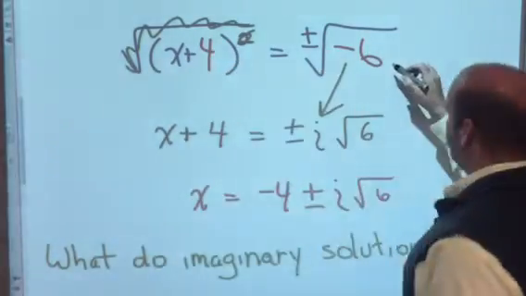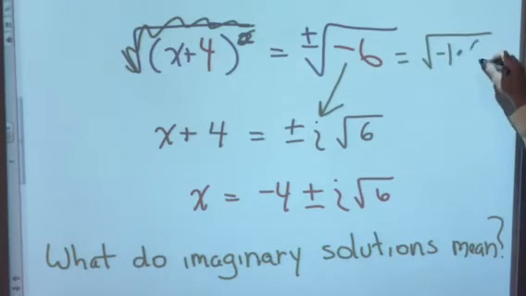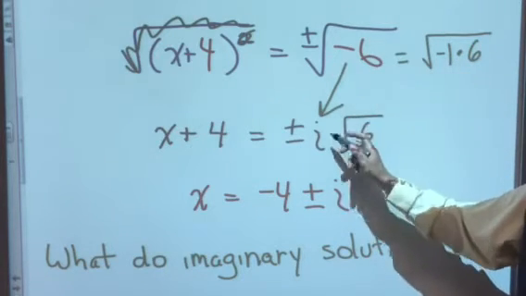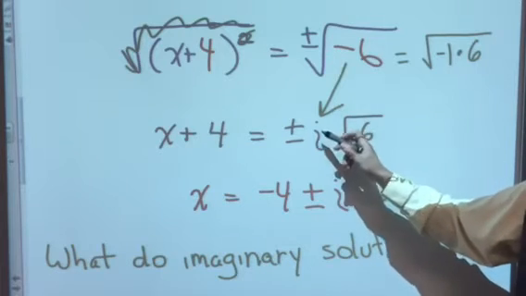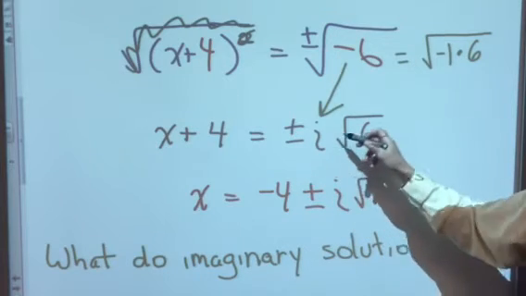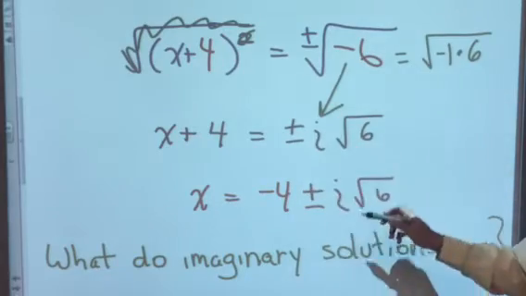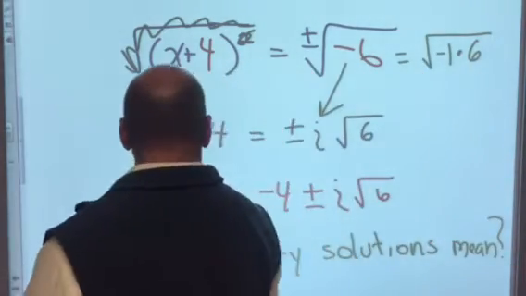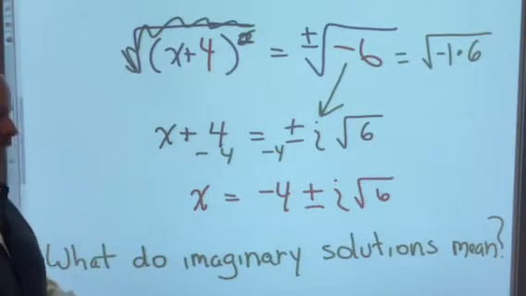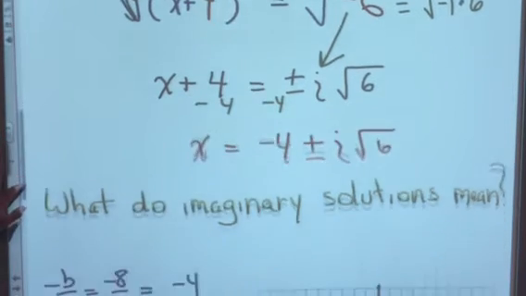When you take this apart, this is the square root of negative 1 times 6. Those are being multiplied. So when you take them apart, the i, or whatever you pull out, never goes in front of the positive or negative, because that would make it addition or subtraction instead of multiplication. Then you subtract 4 from both sides, so you get x equals negative 4 plus or minus i root 6.